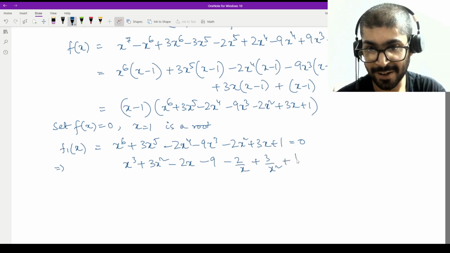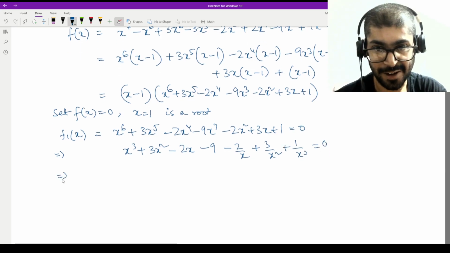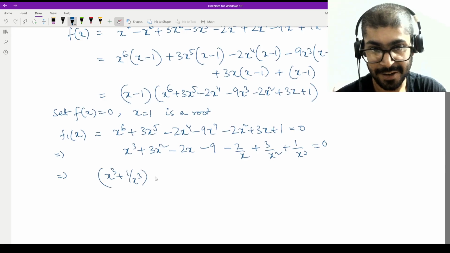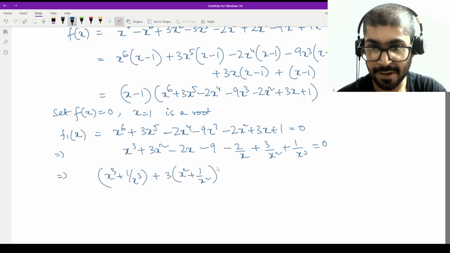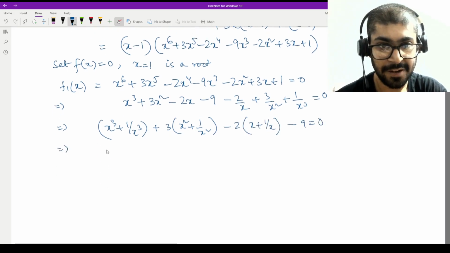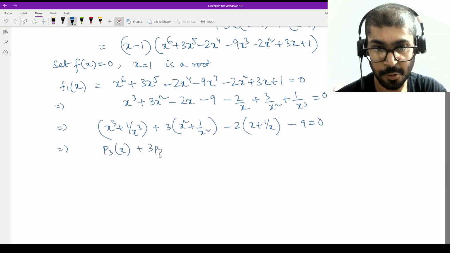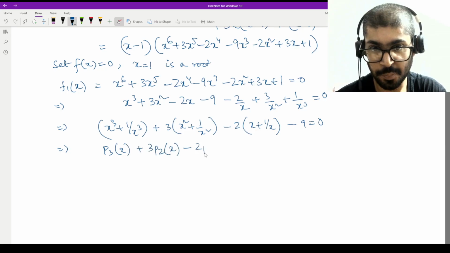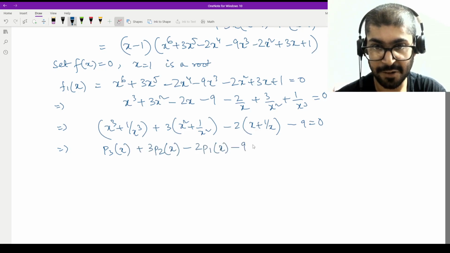I hope you are getting the drift right now. So now I can combine these: x cube plus 1 by x cube, plus 3 into x square plus 1 by x square, minus 2 into x plus 1 by x, minus 9 equal to 0. So this will give me p3(x) plus 3p2(x) minus 2p1(x) minus 9 equal to 0.